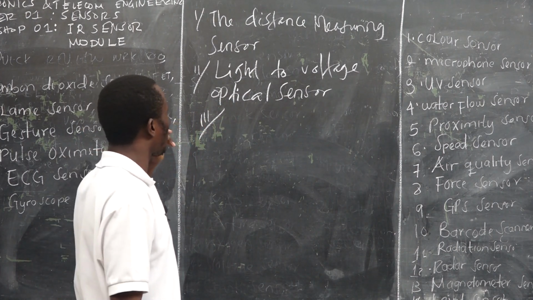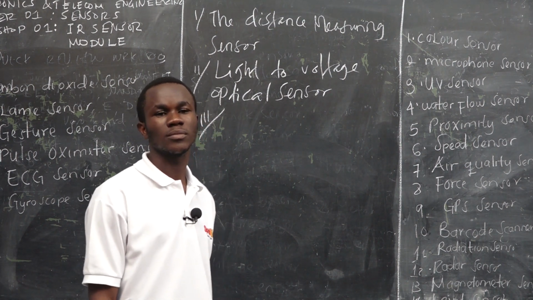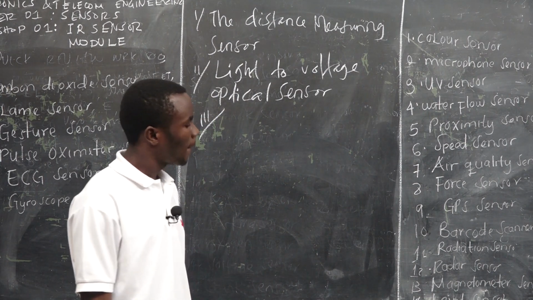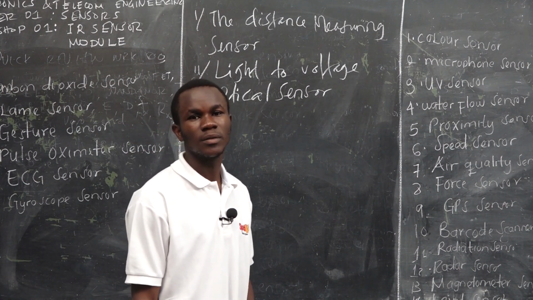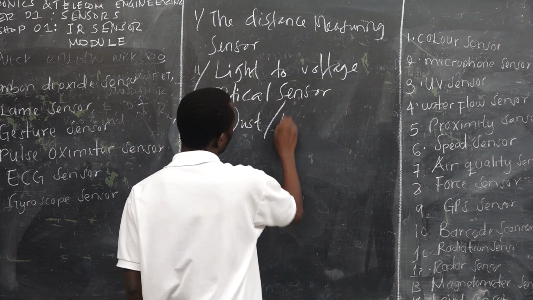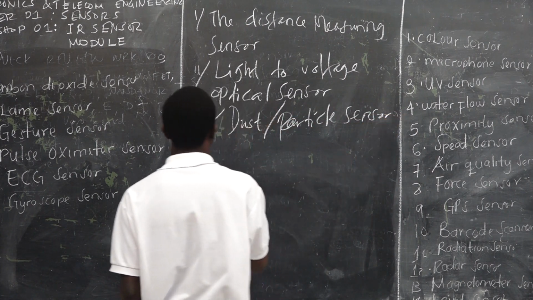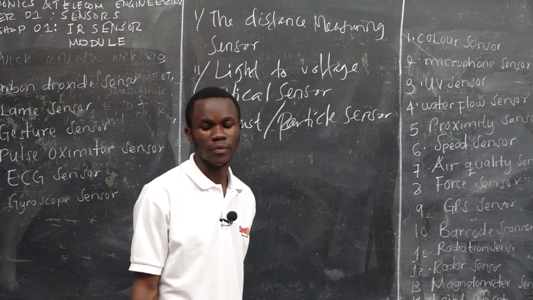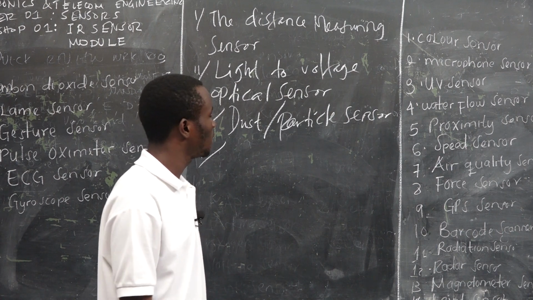We use it in optic fiber to convert light into voltage. The light is from the optic fiber, because remember in electronic circuits, light is not allowed to flow. What you expect to flow is electric current. The third one is the dust or particle sensor. That's very important in electronics engineering, because most electronic systems are sensitive to and affected by dust or particles.